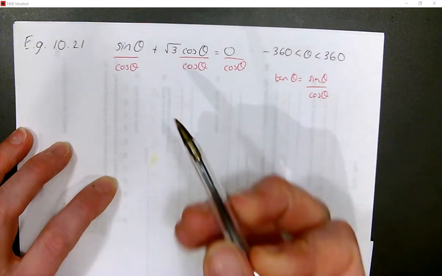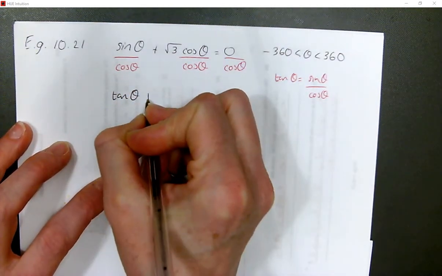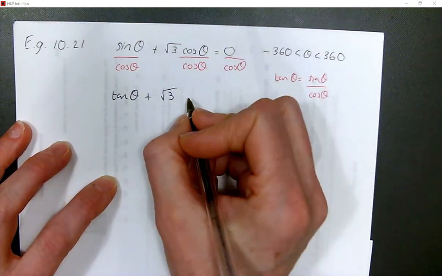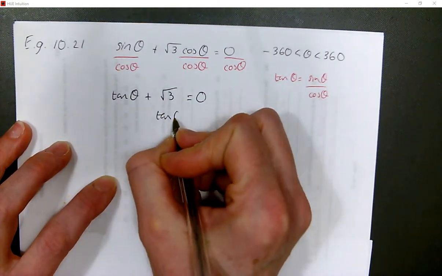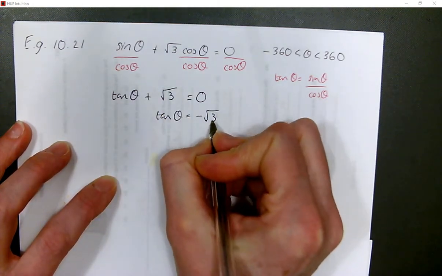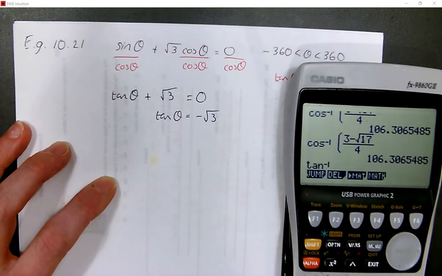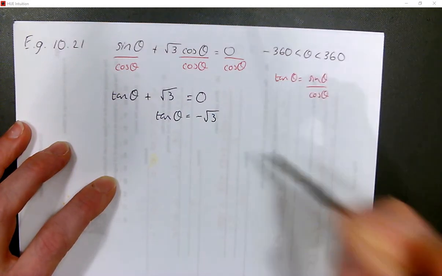So what does that give us? Well, sine theta over cos theta is tan theta. Cos over cos is 1, so we just get root 3. And 0 divided by anything is 0. So there we go. Much easier, isn't it? Minus root 3. So I should know that one, that's the standard one, isn't it? Inverse tan of negative root 3 is minus 60 degrees.